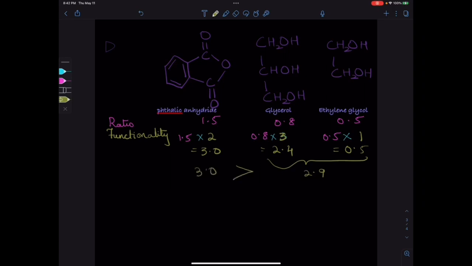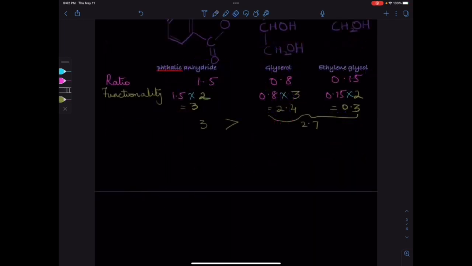So we have carboxyl functionality in excess, and that would be in the denominator for finding the feed ratio. So the feed ratio would be 2.9 over 3.0, which is... So for finding the feed ratio, we are going to say R equals 2.7 over 3, which is 0.9.